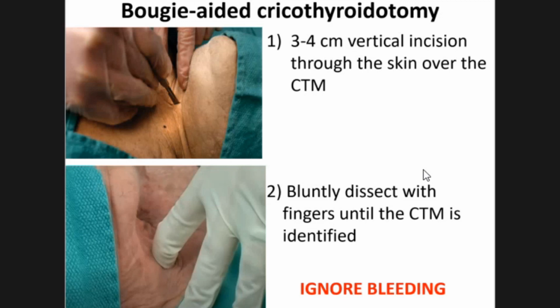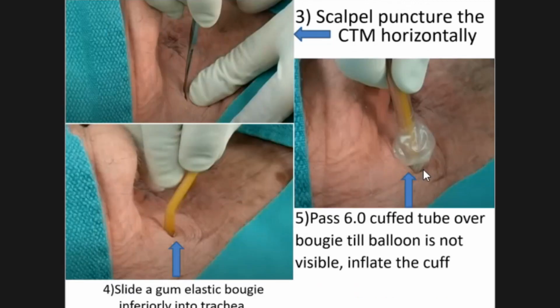So ignore the bleeding. The third step would be to puncture the cricothyroid membrane horizontally with the scalpel. So remember, the first incision was vertical. The second incision, of the cricothyroid membrane, is horizontal. This one, this is done on a cadaver, so there is no bleeding.